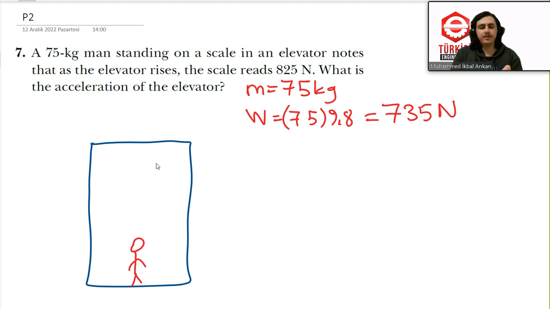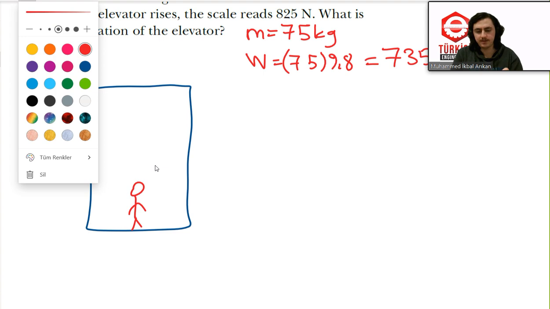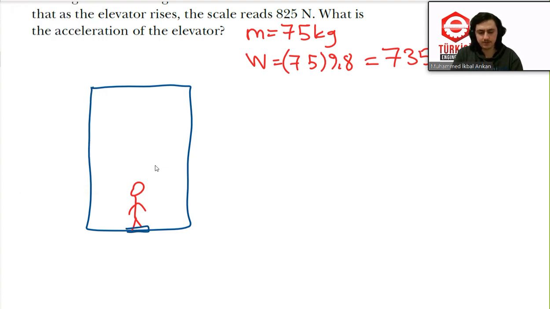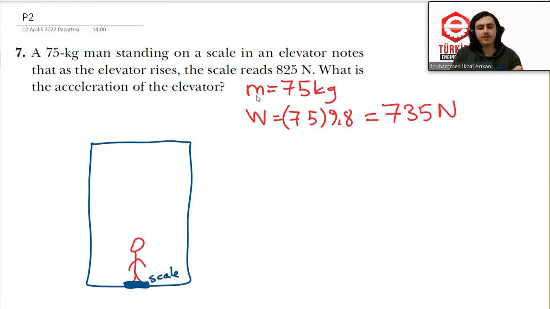Actually, the 75 kilogram man is standing on a scale in an elevator. Okay, so we have a scale here, which will measure the weight. He notes that as the elevator rises, the scale reads 825 newtons. So, as you see, our weight was 735 newtons, but the scale reads more than this. How can it happen? The weight is increased. How can it happen?